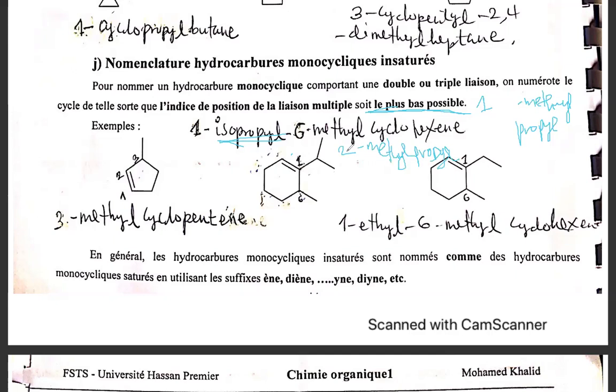So when you're naming this hydrocarbon, we are going to say 1 in brackets 2-methyl propyl, you close your bracket, you continue 6-methyl cyclohexene. Now, someone will ask me this question, say, Daliso, you have methyl there.